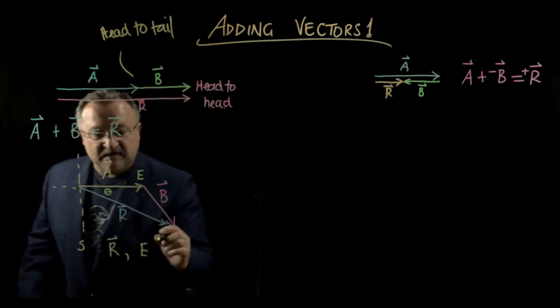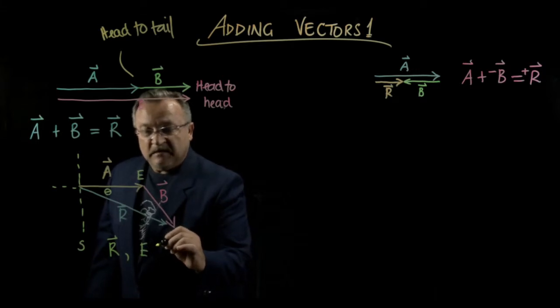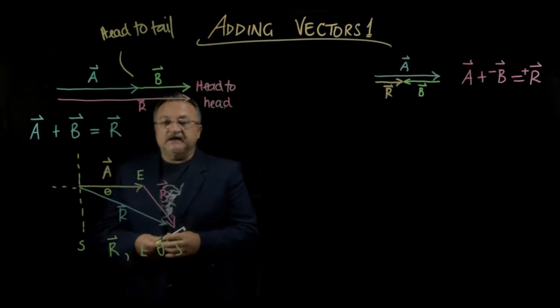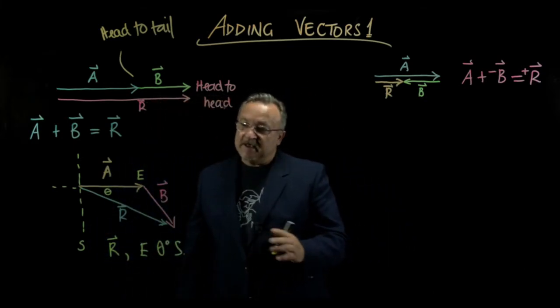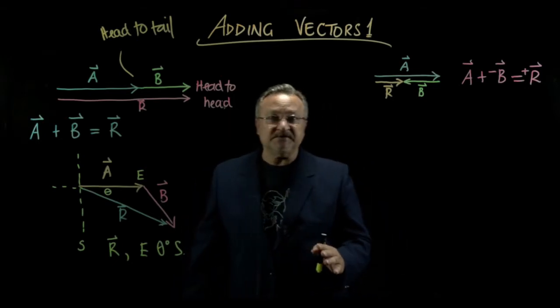So here is the south. So we'd call it R east, theta degrees south. So now you see we're getting into 2 dimensions. So we now need to start thinking about using things like trigonometry.